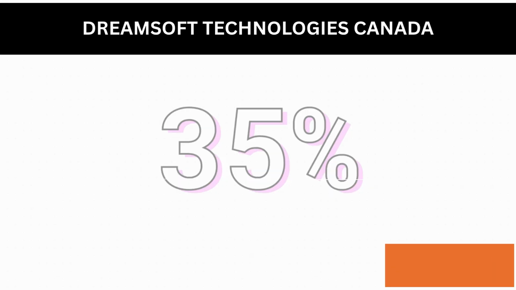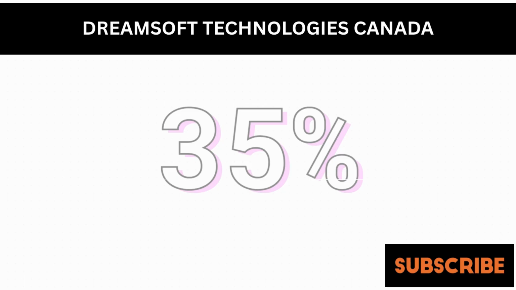And if you want to know just how powerful this can be, just look at this number, 35%. That's reportedly the percentage of Amazon's total revenue that comes from its recommendation engine. All of that from an AI that just learned what you might want to buy next. That is the incredible power of machine learning.